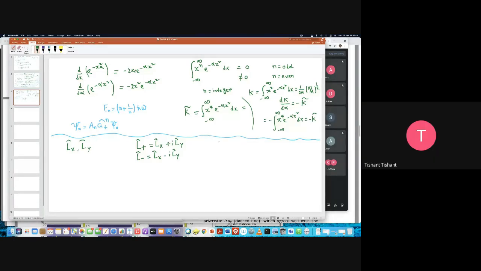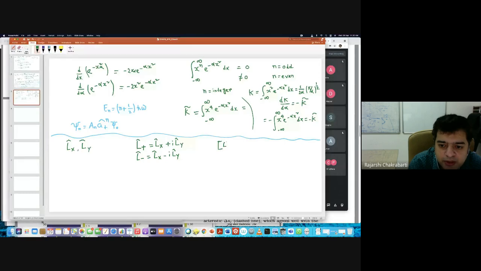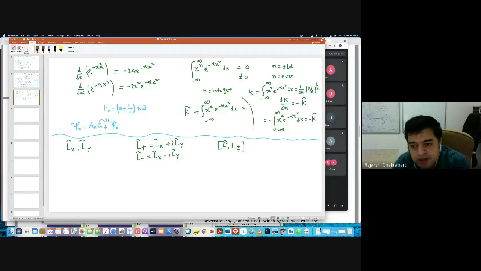Okay. Now if I ask you to calculate this, L square commutator with L plus minus. Plus minus, you understand what I mean. If I write L plus minus, this is shorthand notation, everybody knows this. So it could be plus, could be minus, so I'm writing two equations together. What is this going to be? This is going to be L square L plus minus minus L plus minus L square.